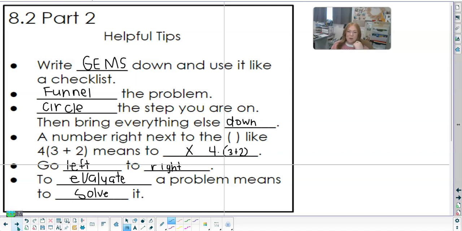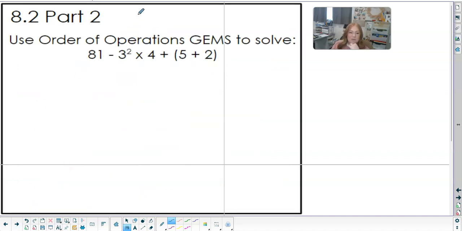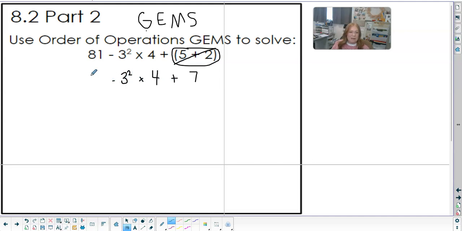Hey, we're going to try one more problem together. So first of all, we want to write that checklist, GEMS. So write that down. We're going to start on G. We need to do the groups. So I'm looking here and I'm going to circle my group. 5 plus 2 is 7. And then we bring everything else down, right? I'm done with that. So there's my plus, my 4 times 3 squared, minus 81. Okay, so now I'm looking, is my G done? Yes, there's no more groups. G is done. It's just like a little checklist. It tells you what to do.